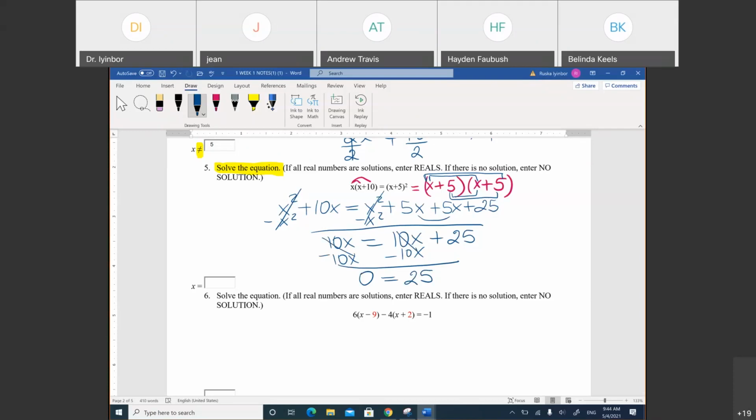So what is that? Contradiction. The equation is a contradiction, but what is the solution? No solution. That's right. You're going to put no solution. And it says here, if all real numbers are solutions, enter reals. If there is no solution, enter no solution. So that's what you're going to type in here. No solution.